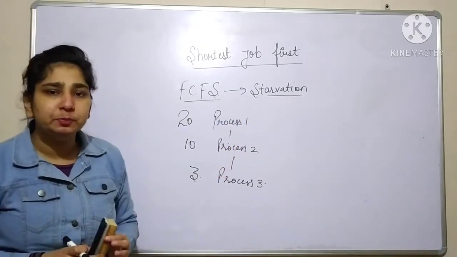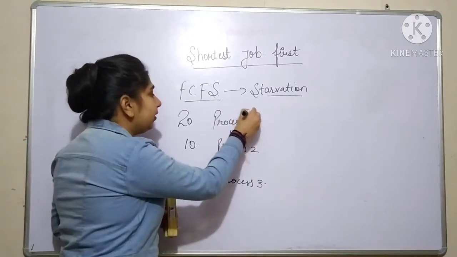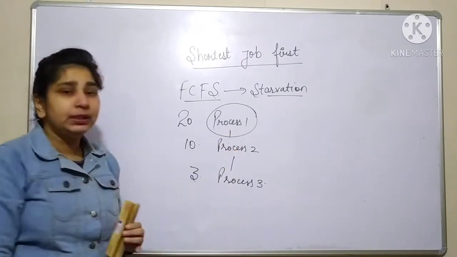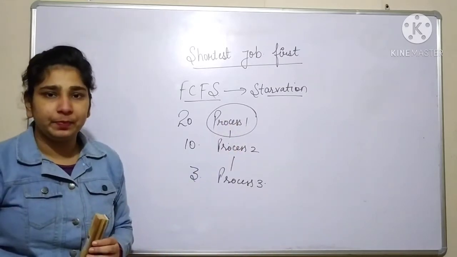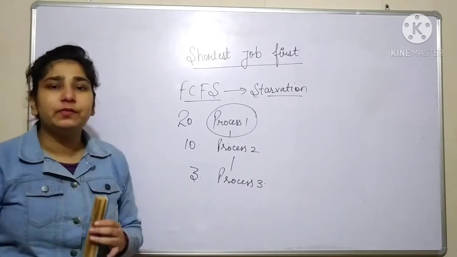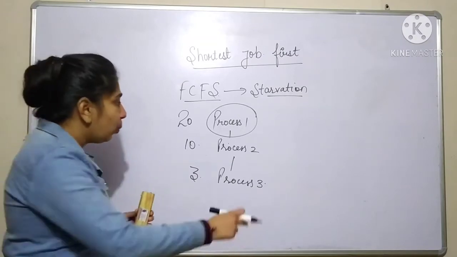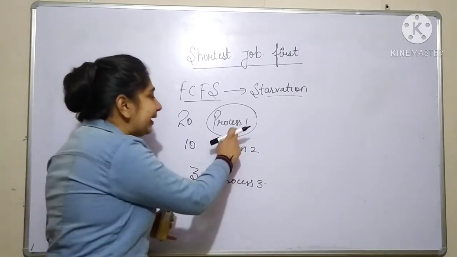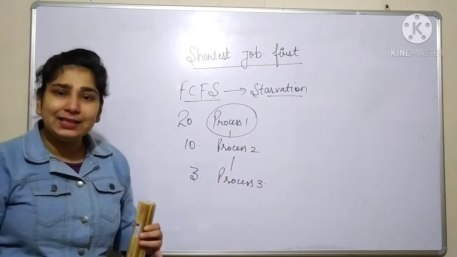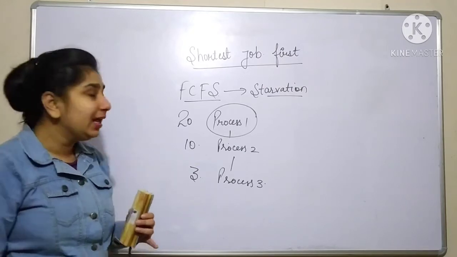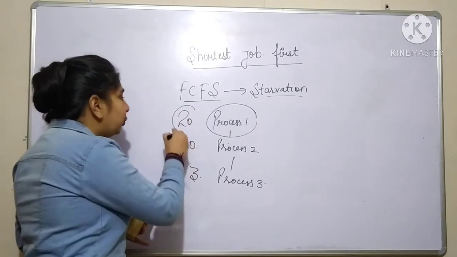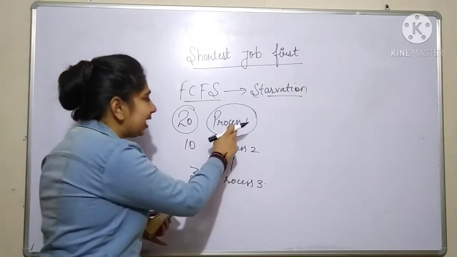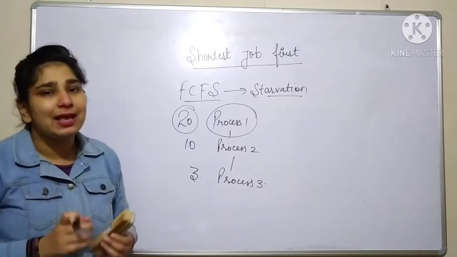What was the starvation problem? If process 1 is executing on the CPU, you have allocated the CPU to process 1, and first come, first serve is a non-preemptive algorithm. Once you have assigned the CPU to process 1, you cannot take it back unless it completes its execution. Only once it has completed its burst time of 20 are we taking back the CPU and giving it to some other process.